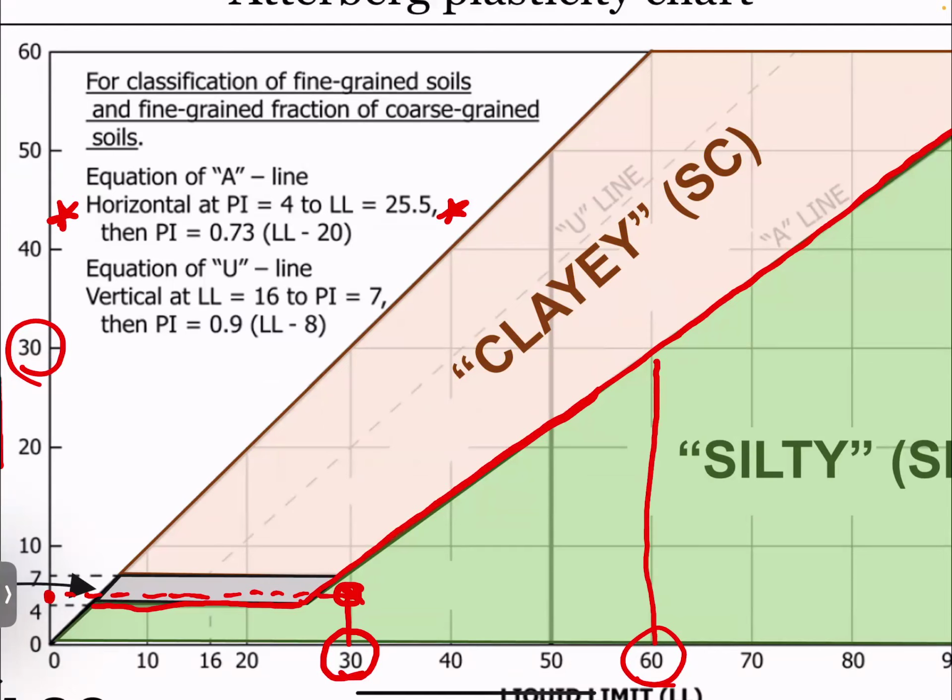All right, our PI is 30. Is that greater than or less than 0.73 times the liquid limit minus 20? If it's greater than, that means it's above the line. If it's less than, that means it's below the line. So you might actually have to do math. I don't know, that's scary. But yeah, just keep that in mind.